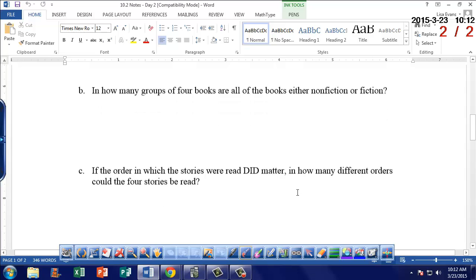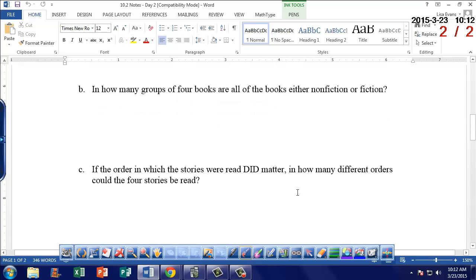Now, last question. If the order in which the stories were read did matter, in how many different orders could the 4 stories be read? So this time I care about order, but I'm still choosing 4 of 10. So this is a P problem. 10P4 would give me 5,040. Many more different possibilities than in Part A, where we only had 210 options. That's because in this case it does matter the order we read them. So you kind of recognize the difference. This was pretty obvious because I wrote order did matter, and in Part A I said order does not matter, but we're just going to get used to it and keep practicing these types of problems.